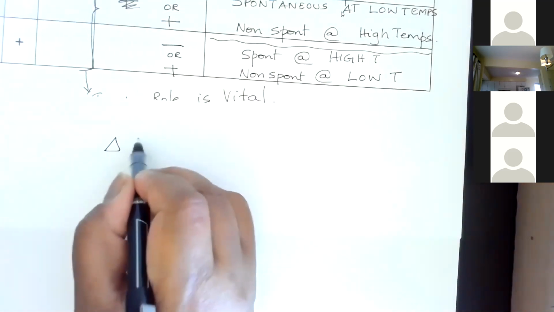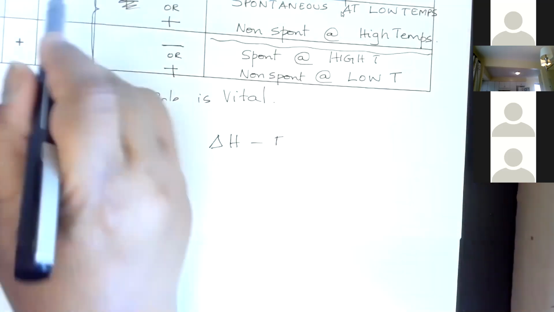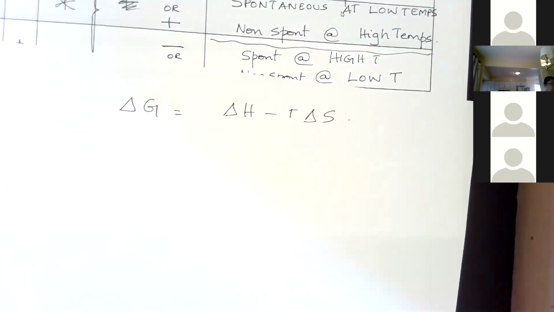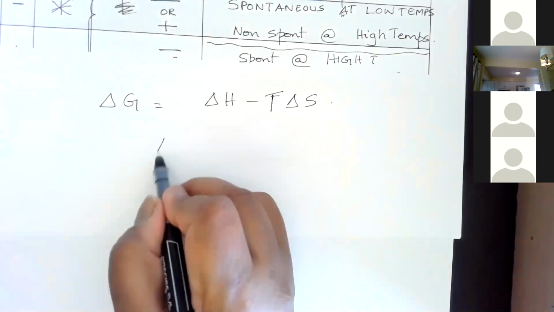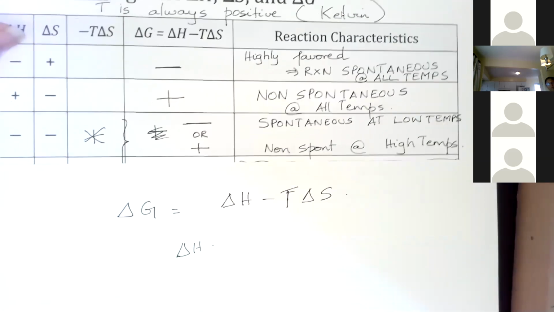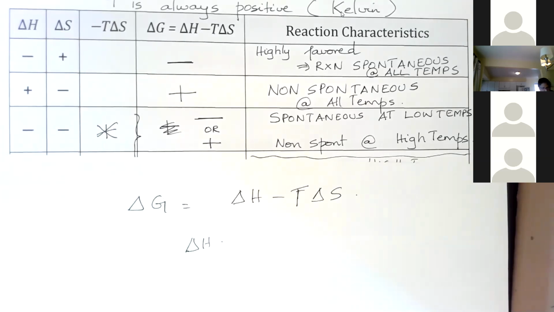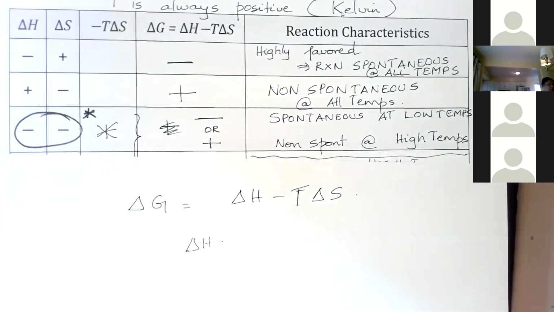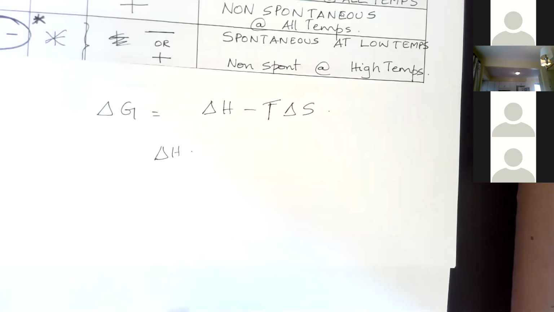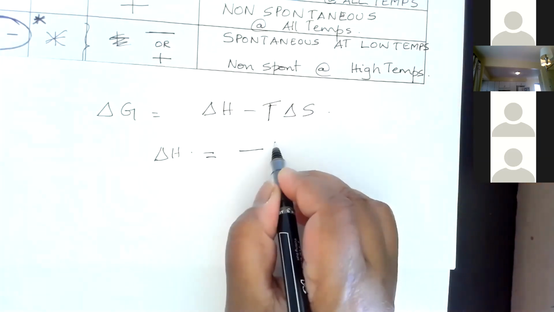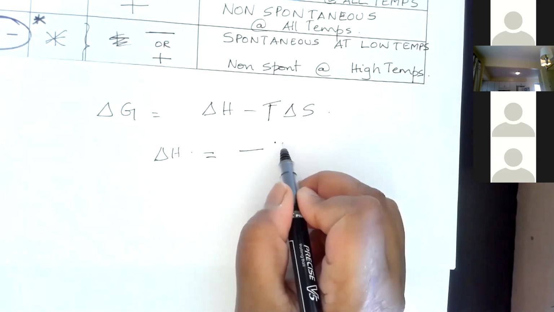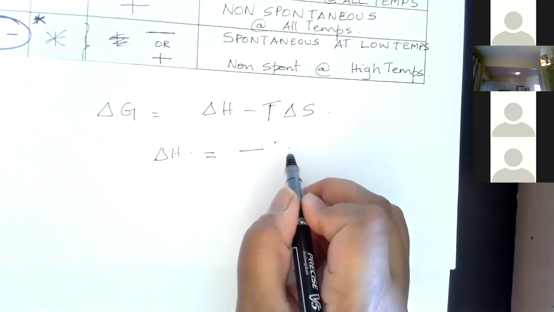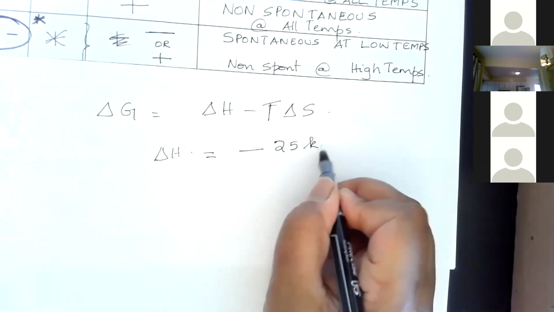Now, in case we look at this case, okay. Delta H, remember I'm looking at this scenario, the negative and the negative. And if I do that, then you can understand that one as well. So here, delta H is going to be, I'm going to use my spontaneous at low temp. Low temp. So this is, let's say, 25 kilojoules. Okay.